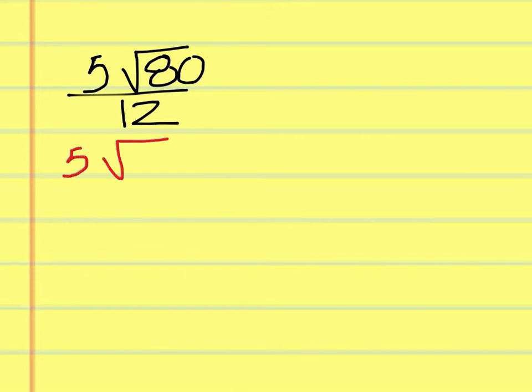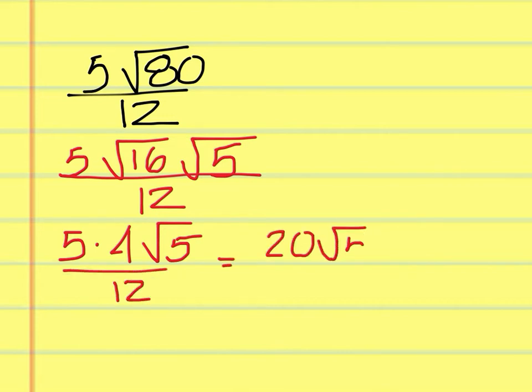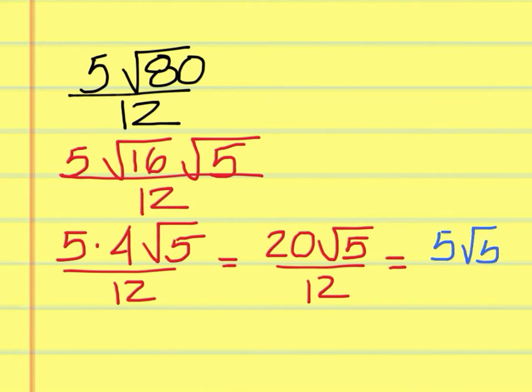So 5 square root of 16 times square root of what? 5. 16 times 5 is 80. So simplify the square root of 16 to get 4, and then multiply the 5 and the 4 together to get 20. So 4 divided into, and I'm picking 4 because 4 is the highest number that comes out of both 20 and 12. We are reducing this fraction here. 4 into 20 5 times, and into 12 3 times. 5 square root of 5 over 3.